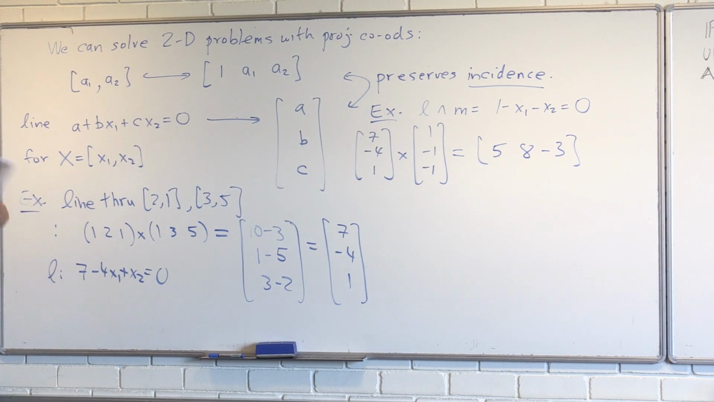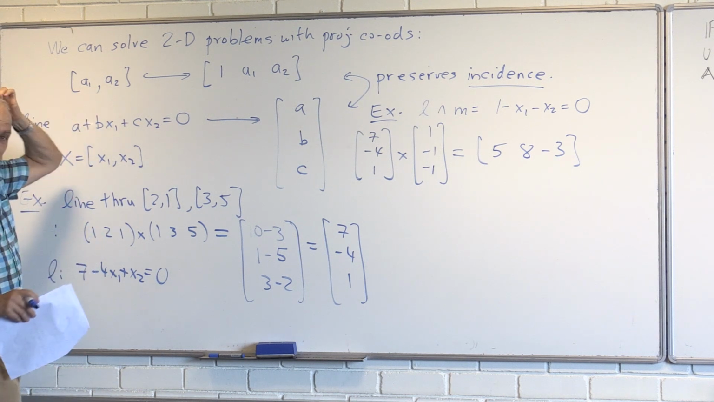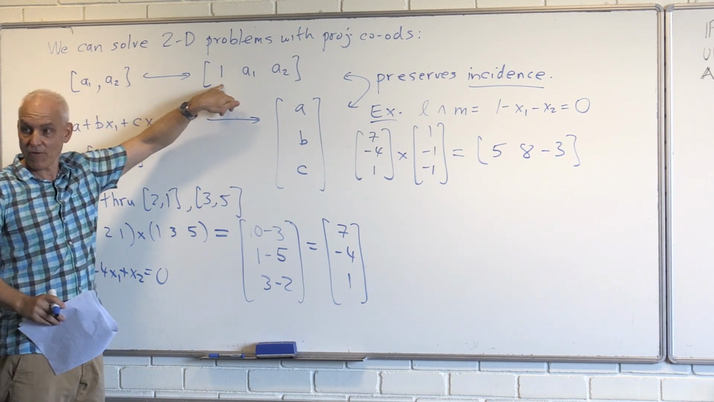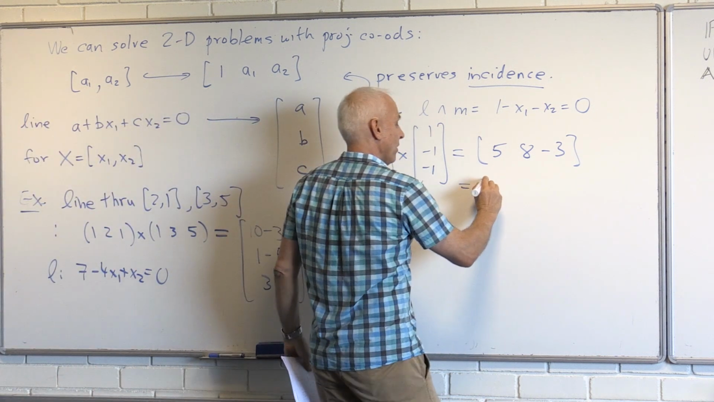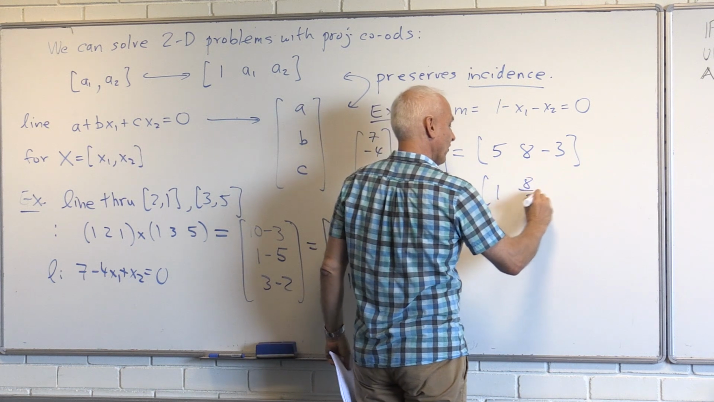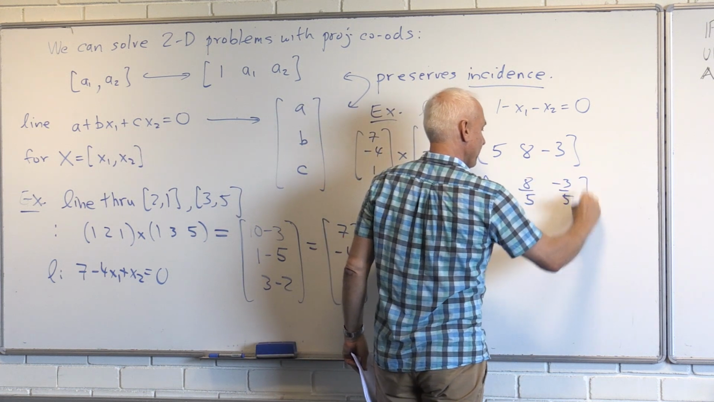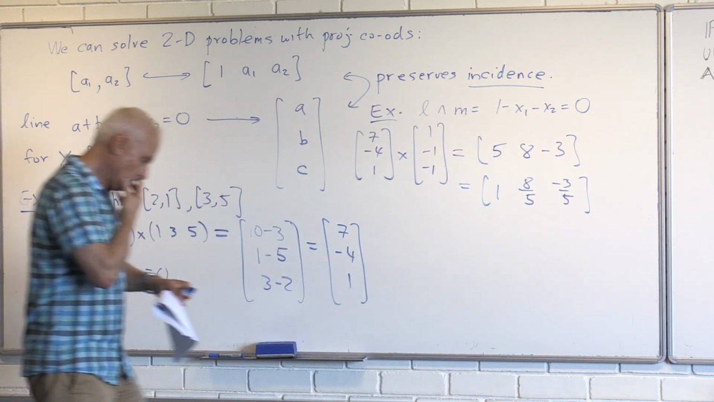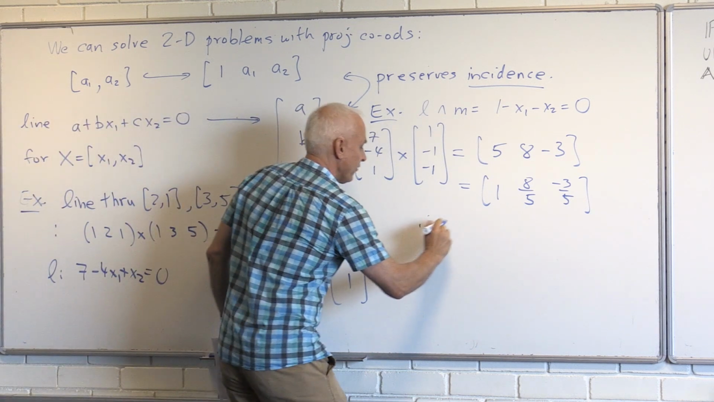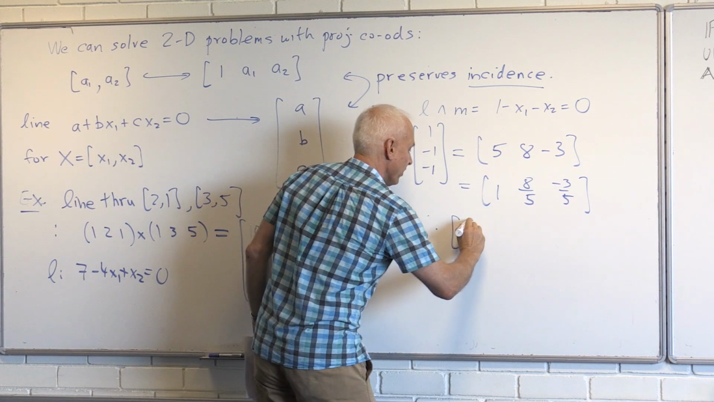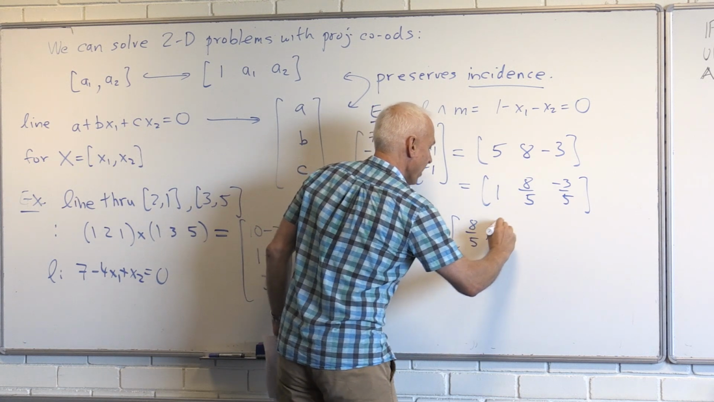That's supposed to be a point. Now we want to convert it to an ordinary point, an affine point. In order to do that, we divide by the first coordinate to make that 1. So we get 1, 8/5, minus 3/5. And so the answer, in terms of an affine point, is 8/5 comma minus 3/5.